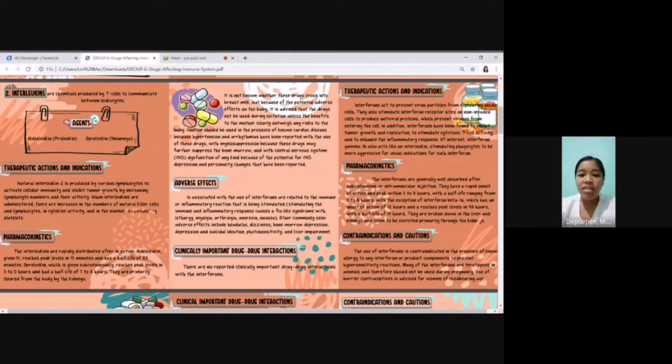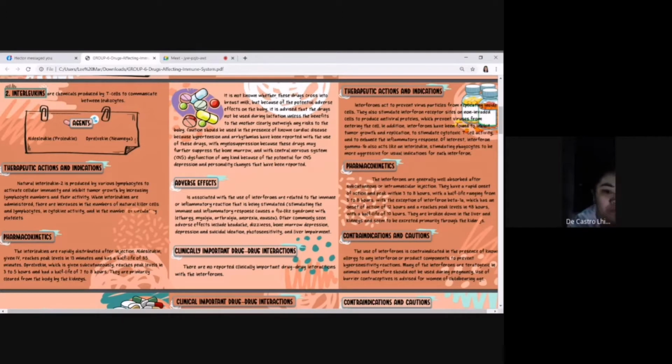Caution should be used in the presence of known cardiac disease because hypertension and arrhythmias have been reported with the use of these drugs, with myelosuppression because these drugs may further suppress the bone marrow, and with central nervous system dysfunction of any kind because of the potential for CNS depression and personality changes that have been reported.